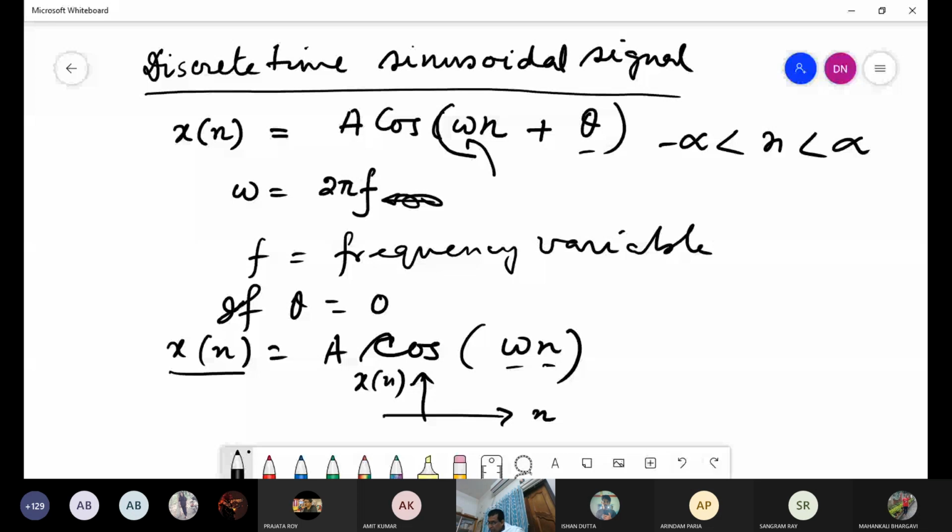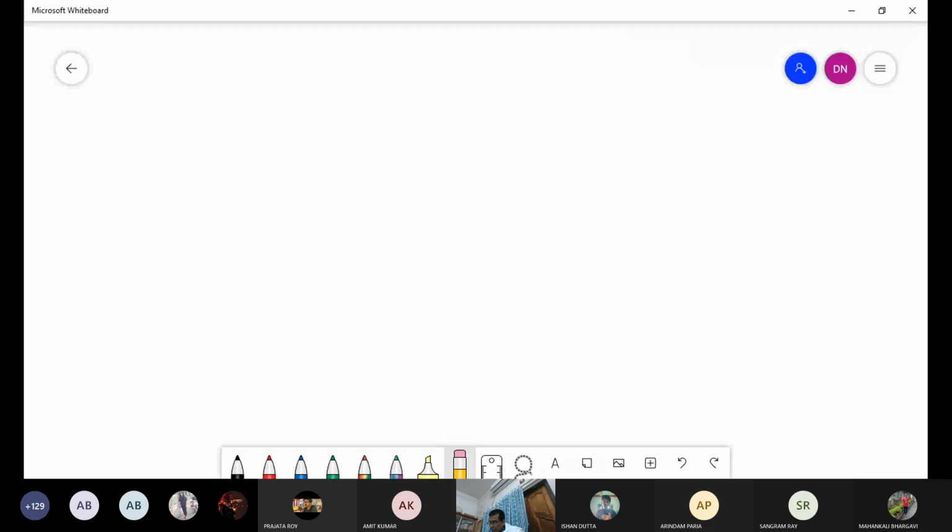Obviously, if you want to plot this, then just I will show what may happen. This sinusoidal signal.